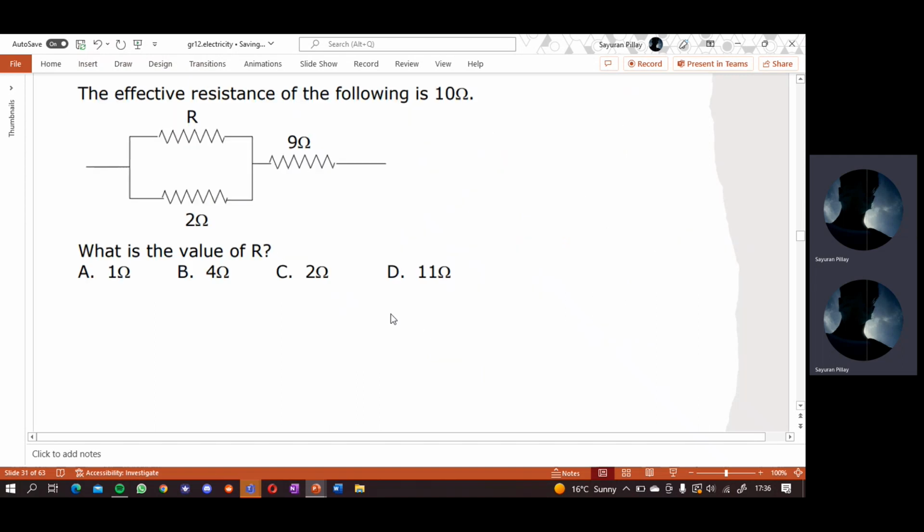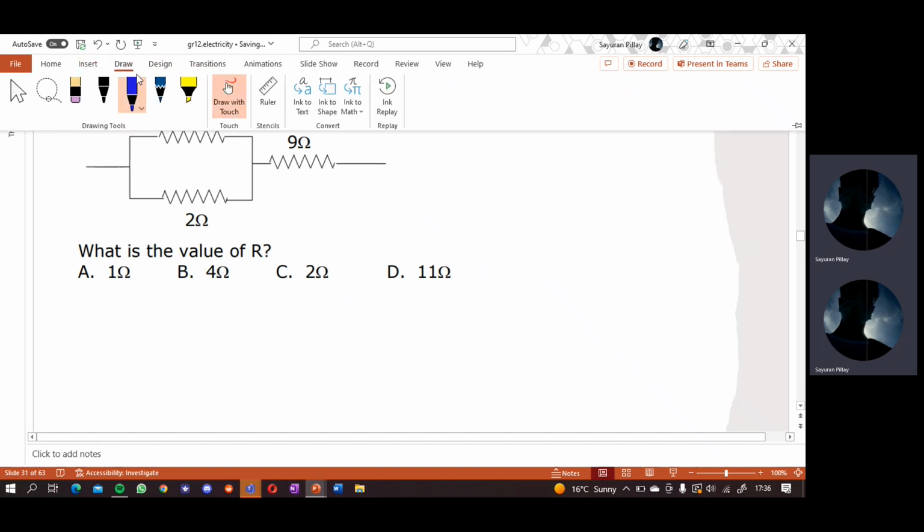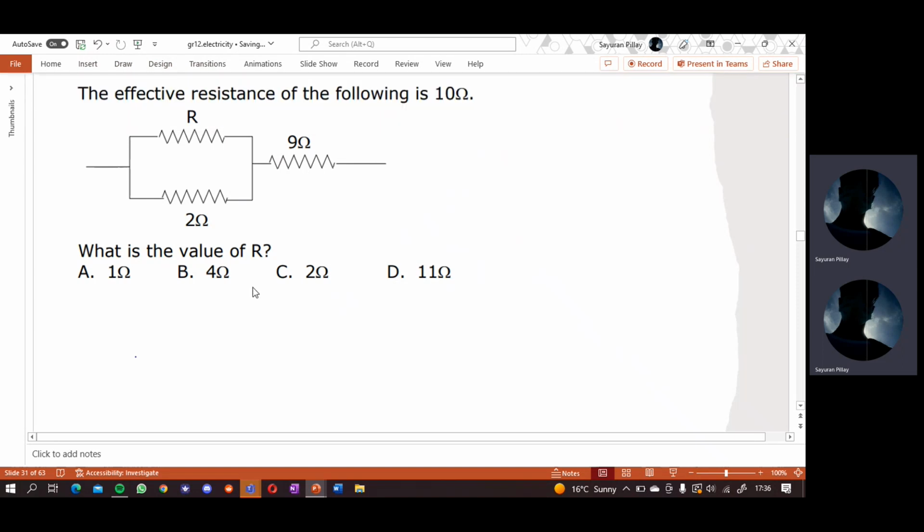So again, it's just about understanding how to work the branches. Now again, you're probably tired now, but gotta keep on going. Okay, your exam is long, 3 hours. The effective resistance, or the equivalence, it's all the same thing. Equivalent resistance, total resistance, all of that, right, is 10 ohms.